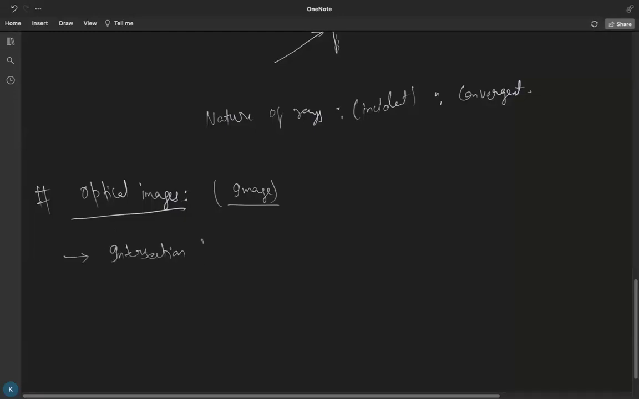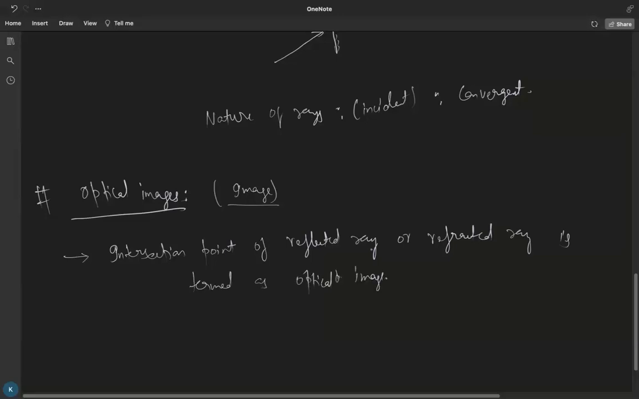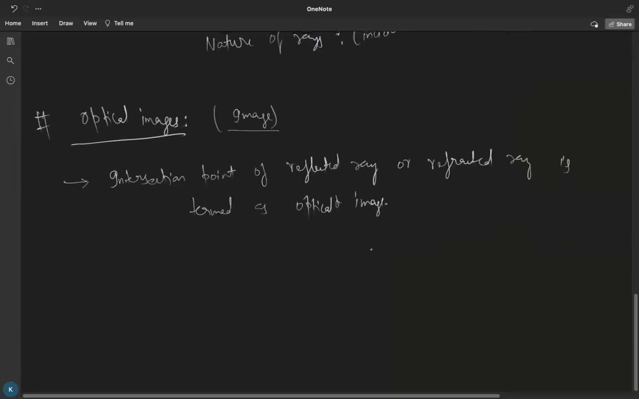Intersection point of reflected ray, or if you can say refracted ray, is termed as optical image, right? So basically where the reflected rays of light intersect, that point will be called an optical image. So let's take some example here so that it will be clear to all of you.